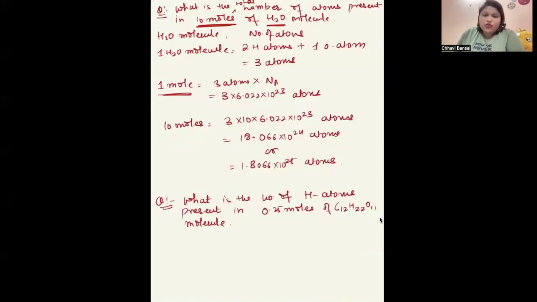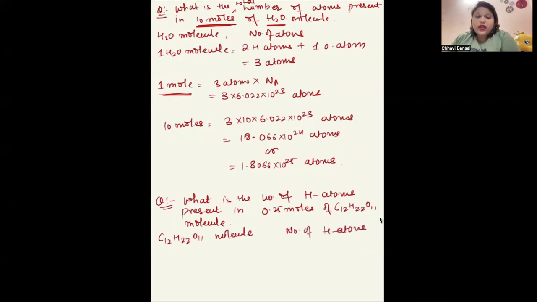Fine, let's see how to solve this question. Now, what we are given with is C12H22O11 molecule. Fine. We have to find the number of hydrogen atoms. In one molecule, how many hydrogen atoms are present? 22, right? So, number of hydrogen atoms in one molecule of C12H22O11 is 22 atoms, right?